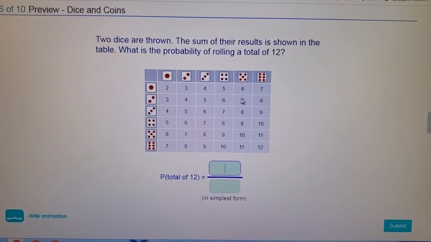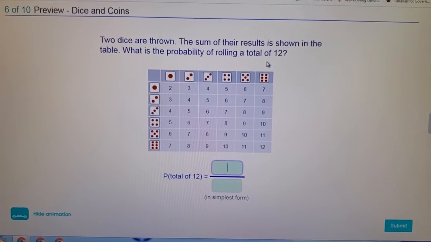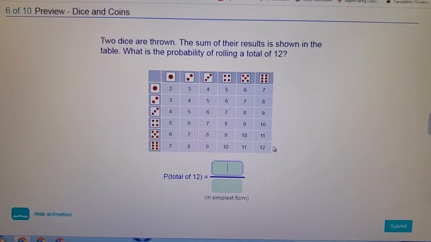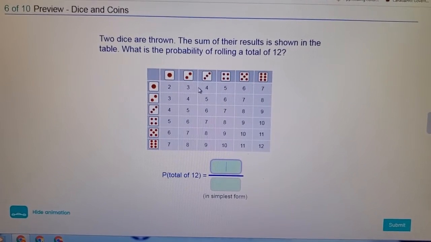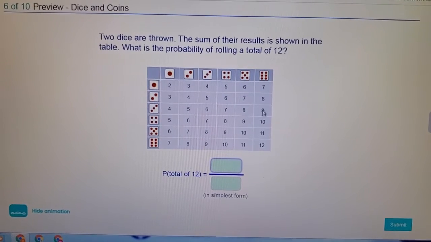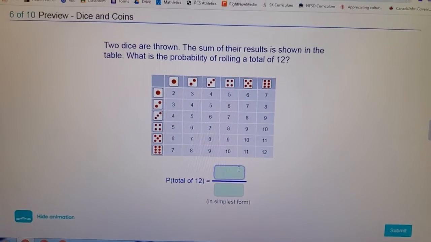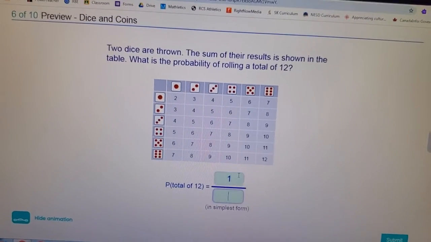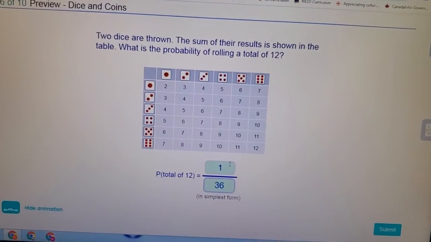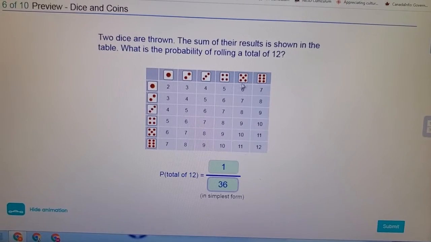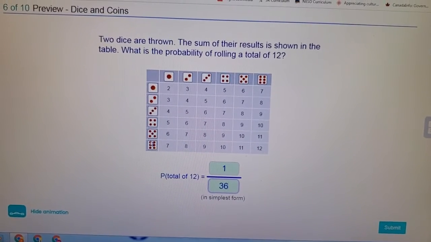Okay, so what is the probability of rolling a total of 12? So exactly 12 it says here. So find the only place it has 12, which is right here. It's only one of the options. So all 36 options are written out here. And you know there's some doubles and stuff, but 12, there's only one option out of 36. How did I know it's 36? Because 6 options times 6 options is 36.